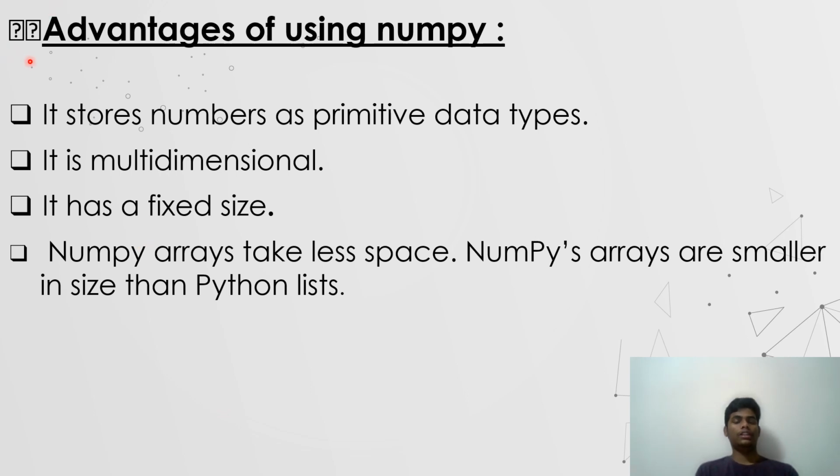Here are some advantages of using NumPy. It stores numbers as primitive data types. It is multidimensional. It has a fixed size. NumPy arrays take less space than Python lists. NumPy arrays are smaller in size than Python lists. It is also useful for Python as well as C++.